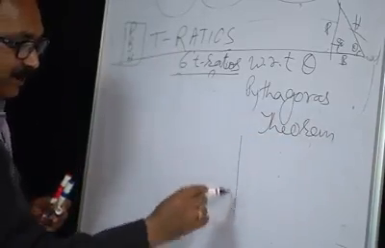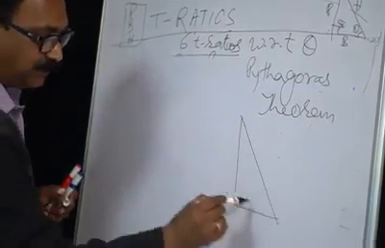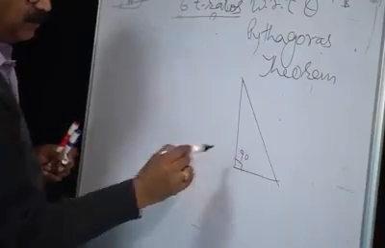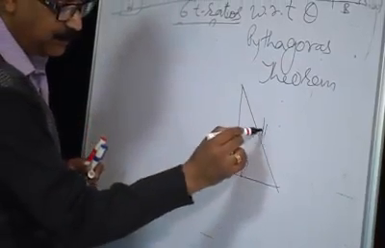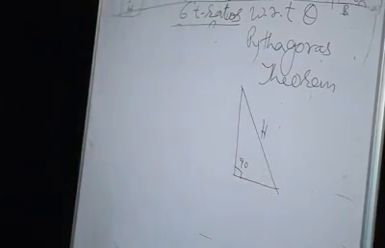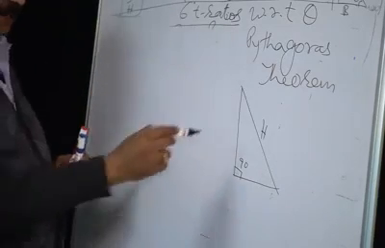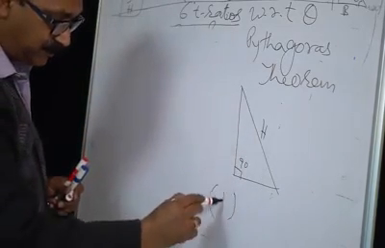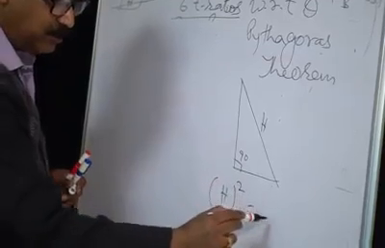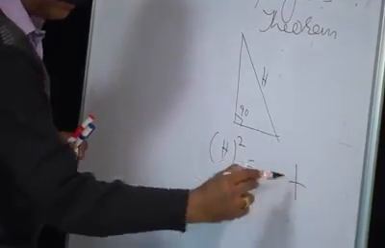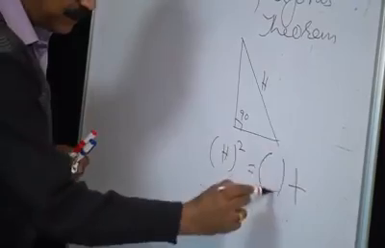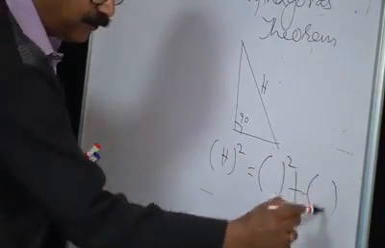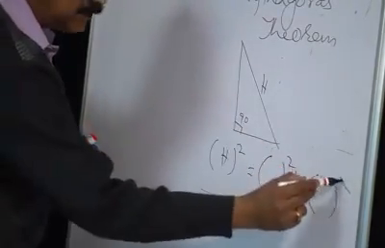Look at this. It is a right triangle, no? It is a right triangle, 90 degree. Which one is the hypotenuse? This one. And these are called the other two sides. Clear? Pythagoras says the square of the hypotenuse is equal to the sum of the squares of the other two sides.